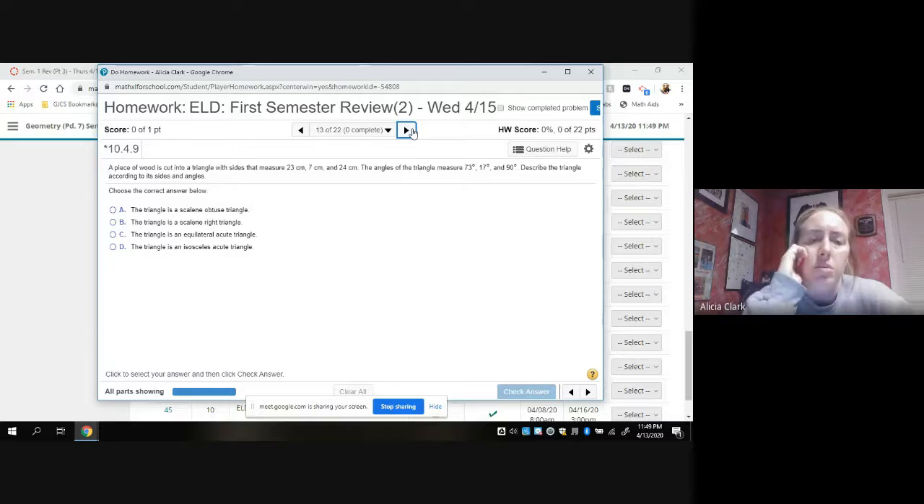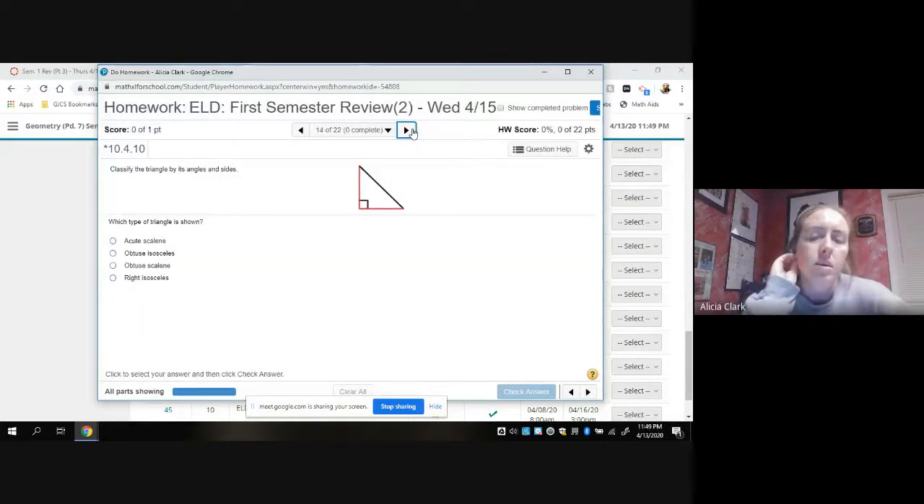This is just another example of classifying it based on its measures and sides. So are they the same? Are they different? Acute, obtuse, that kind of stuff. Same thing here with the red and the black. The red sides means that they're the same and the black is different.